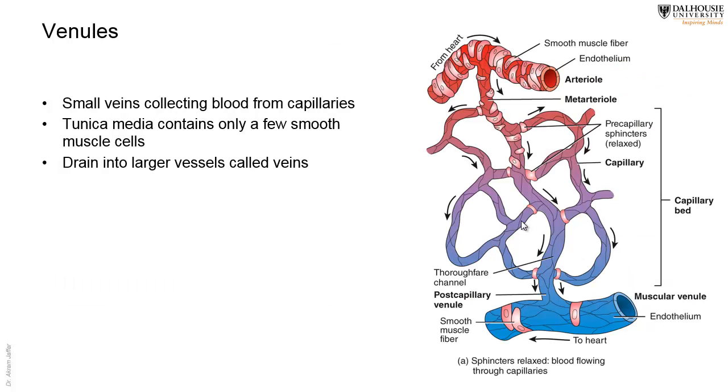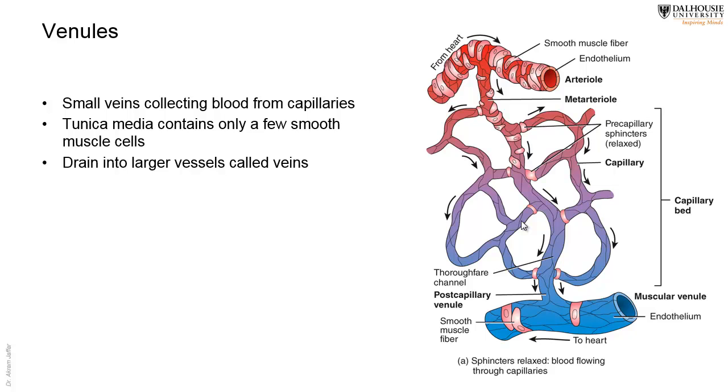So again, to remind you of our journey, we started with arteries, which are elastic arteries, and then muscular arteries, and then arterioles, and then capillaries and capillary bed. And then the blood is going to be collected from the capillary bed into small veins, which are called venules. And these venules have a tunica media which contains a very small amount of smooth muscle fibers.